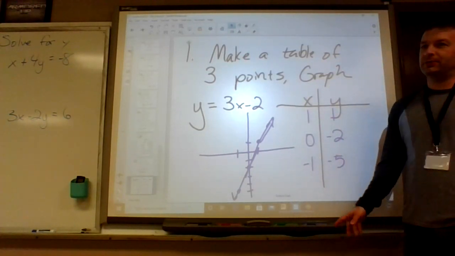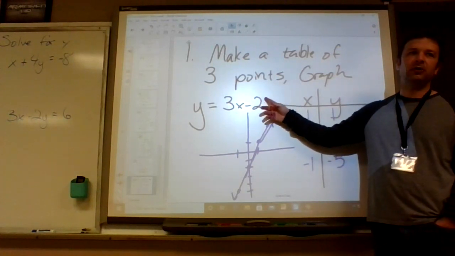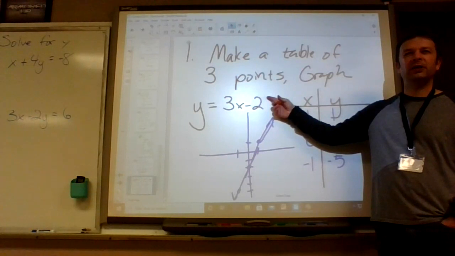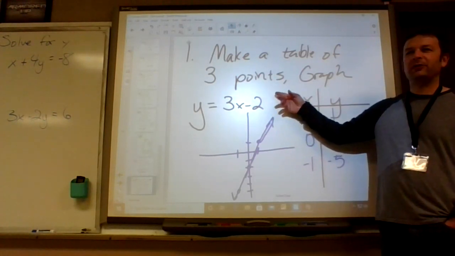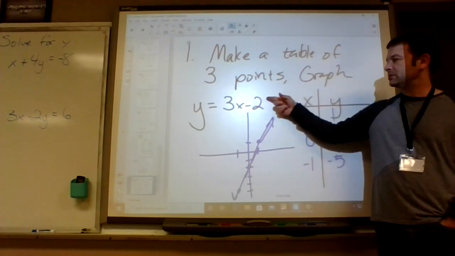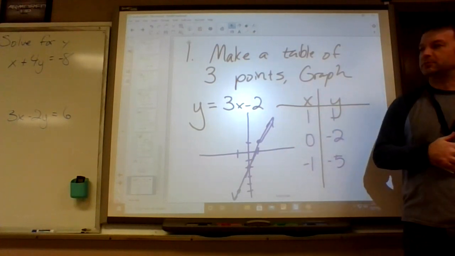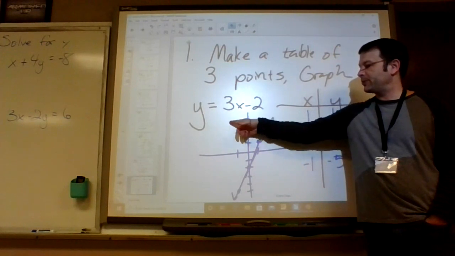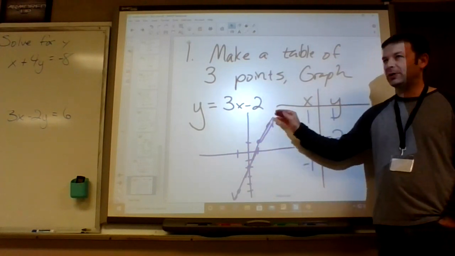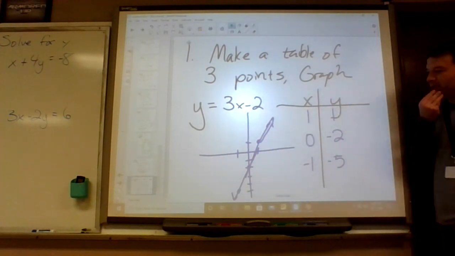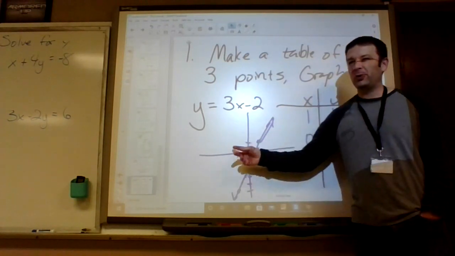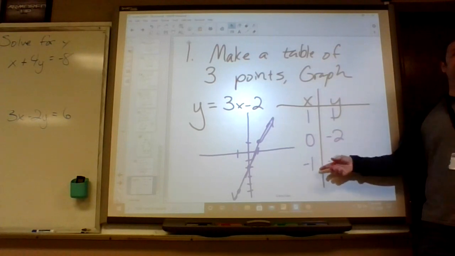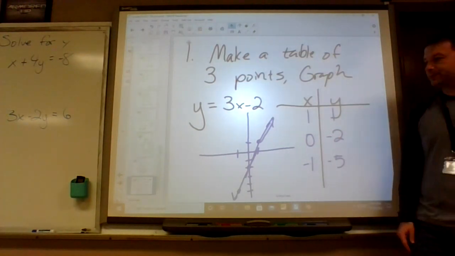Did we have to use a table to graph this? No, what could we have done? Ordered pairs. No, we did ordered pairs. What's another way we could have graphed this equation? -2 and then 0 over 1. Go down 2, put a dot, and then use the slope, go up 3 and over 1, like we did most of the chapter. Lesson 1, we didn't know the slope and y-intercept trick, so we made up x values and solved for y.